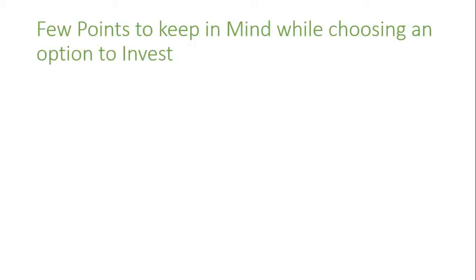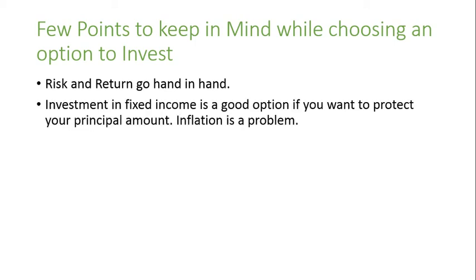Now a few points to keep in mind. Risk and return go hand in hand. Definitely you should understand, higher the risk, higher the return, lower the risk, lower the return. Investment in fixed income is a good option if you want to protect your principal amount, and it is relatively less risky. However, you have the risk of losing money when you adjust the return for inflation. So if you are investing in a fixed income instrument which is providing a return of 9% and inflation is 10%, then even though you are investing, you are losing 1% per annum. Okay.